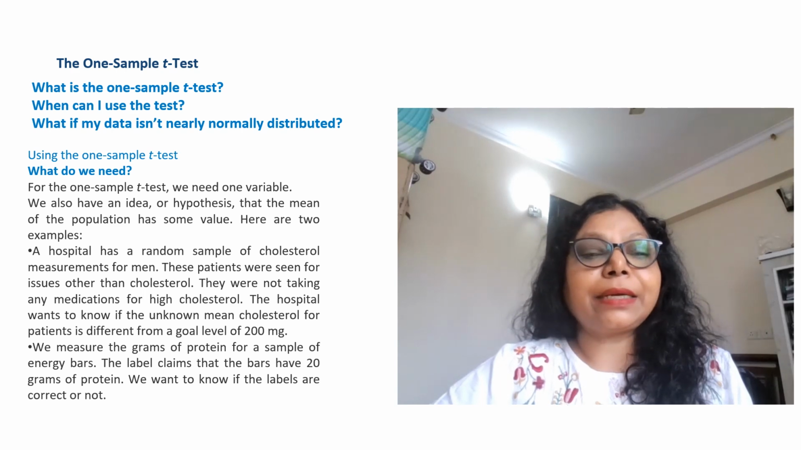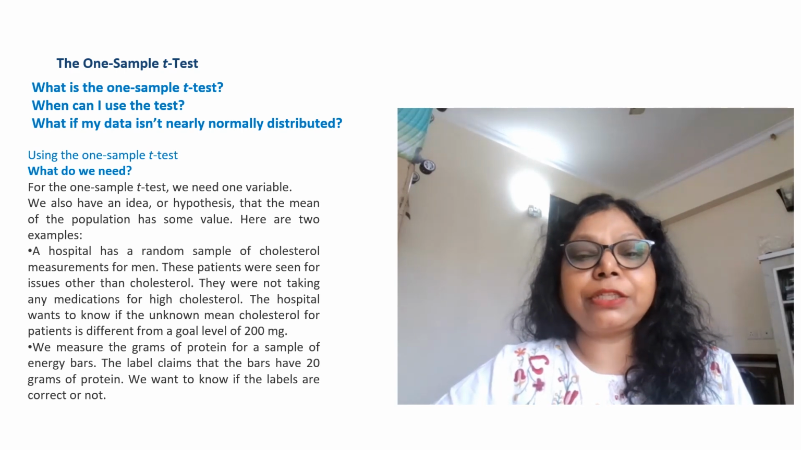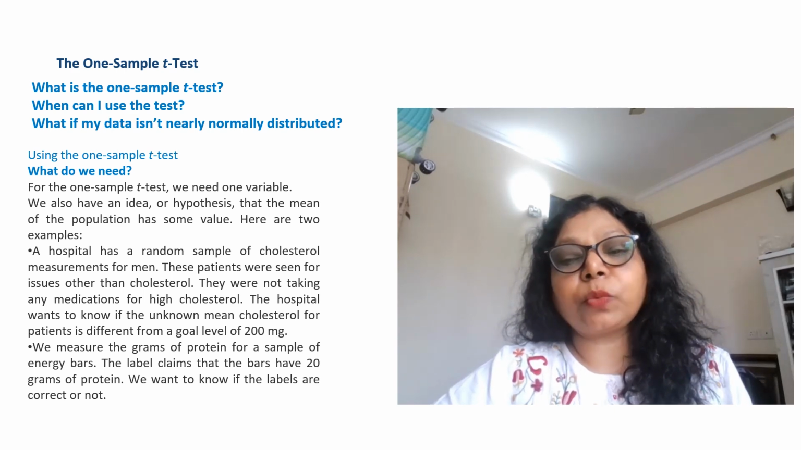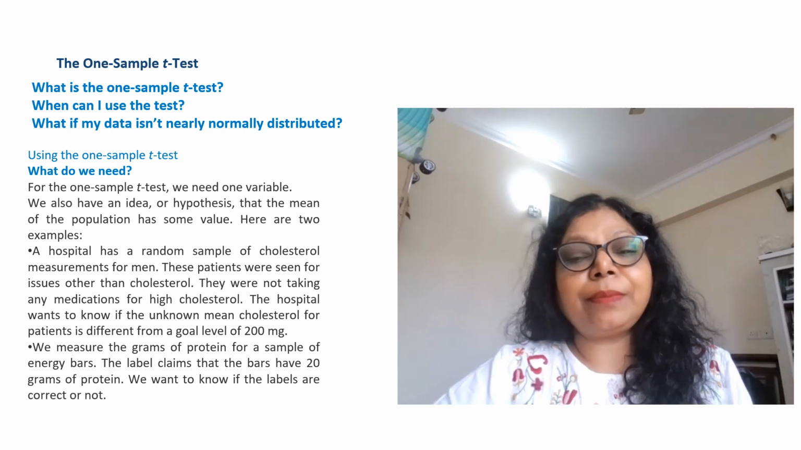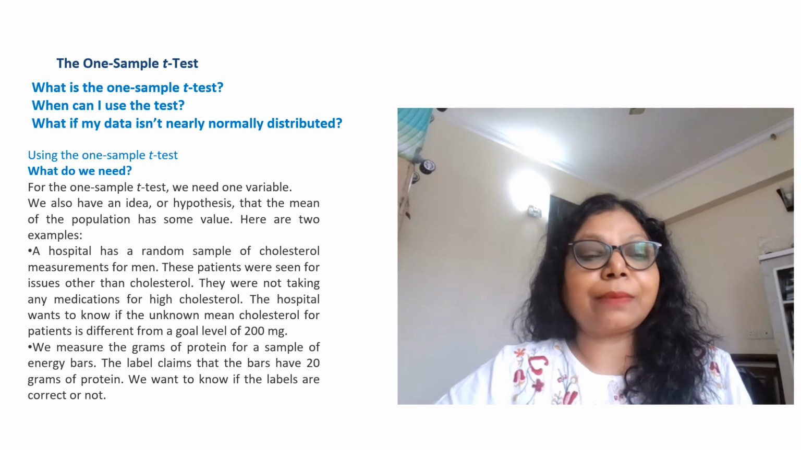Like, a hospital has a random sample of cholesterol measurements for men. These patients were seen for issues other than cholesterol. They were not taking any medications for high cholesterol. The hospital wants to know if the unknown mean cholesterol for a patient is different from a goal level of 200 mg. This is another example: we measure the grams of protein for a sample of energy bars. The label claims that the bars have 20 grams of protein. Now we want to know if the label is correct or not.